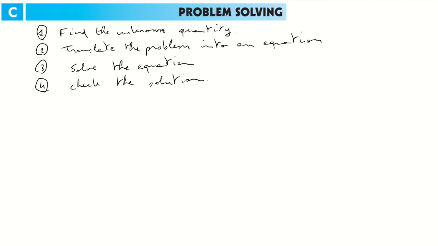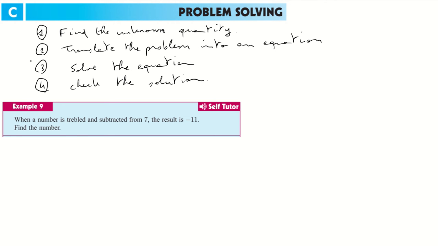Okay, let's do example 9. When a number is trebled and subtracted from 7, the result is -11. Find the number. Okay, first of all, what is the unknown? The unknown is this number. So the number that we have here is the unknown, and we call that unknown x.